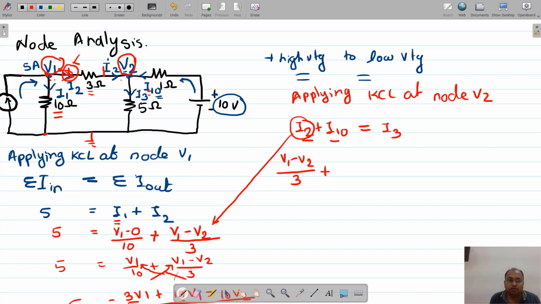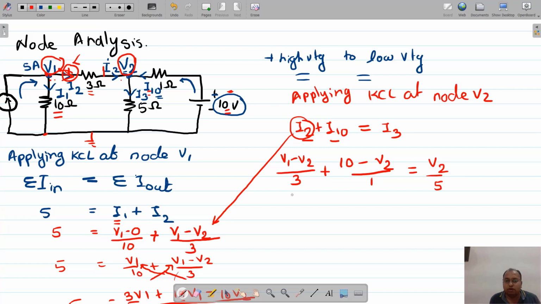Plus what about I10? Again for I10, this 10 volt source is there, so 10 volt is larger as compared to V2. Then only the current I10 is going to flow from 10 volt to V2, right? So therefore 10 minus V2 divided by 1 ohm, right? And what about I3? I3 is nothing but simply V2 minus 0 divided by 5. So I am not going to write the 0. Is that fine? Great.